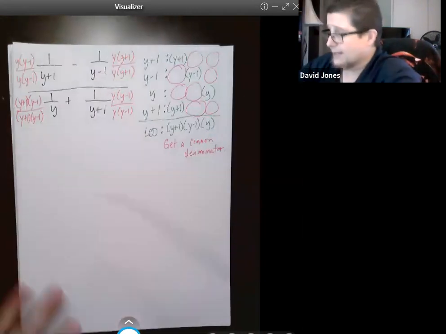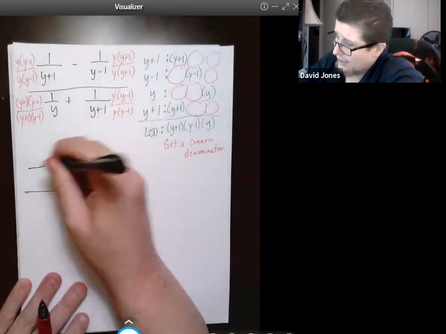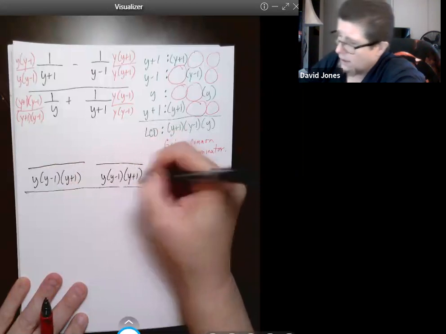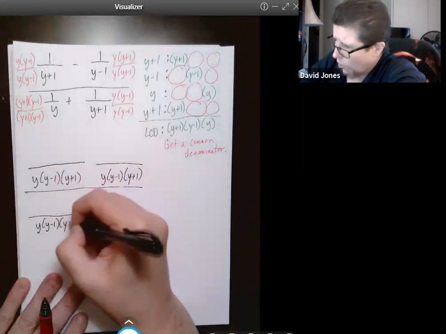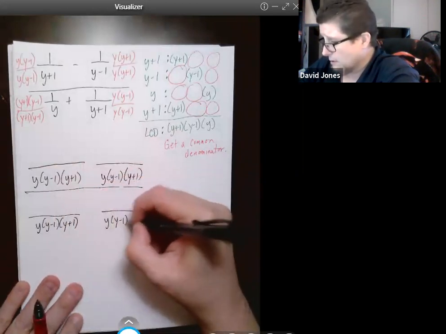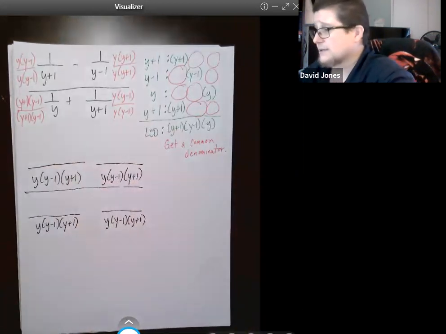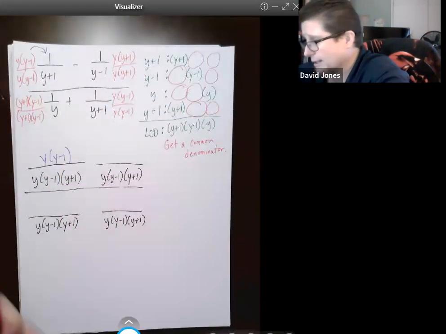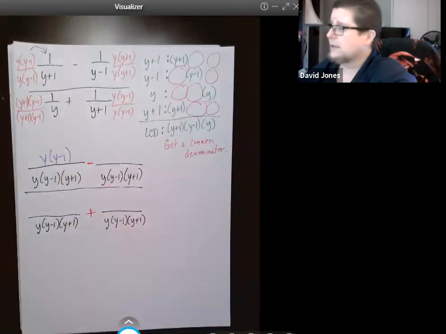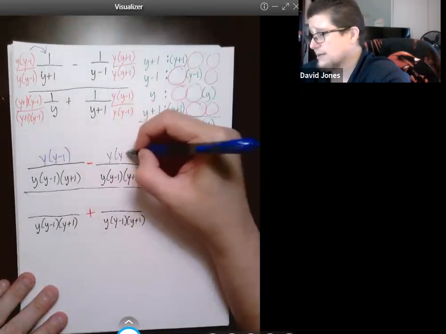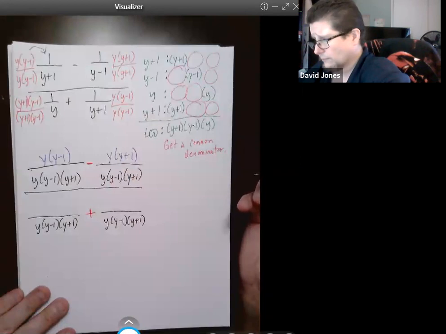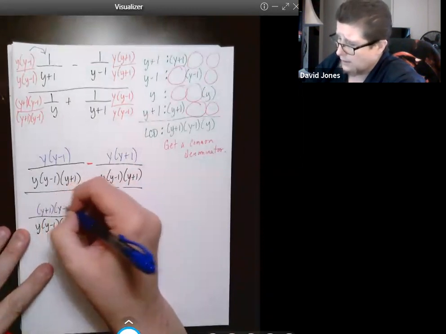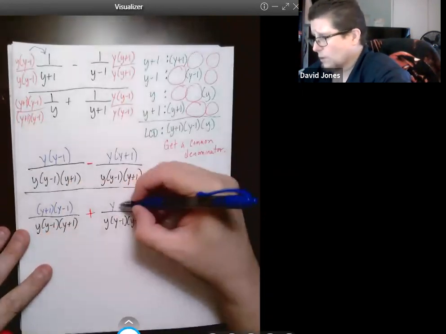So, big fraction bar. In each case, I've got y, y minus 1, y plus 1 for all of the inner fraction denominators. And now I'll look at what happens. If I take the y and y minus 1 and multiply it here, I get y times y minus 1 there. There's a minus sign between them, and a plus sign down here. Here, 1 times y and y plus 1 is that. Down here, I've got y plus 1 times y minus 1. And here, I've got y times y minus 1.